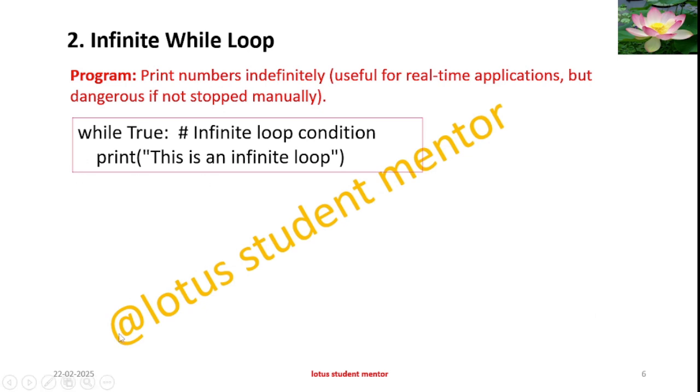Here the variety is that in this program, while True, then print. This is an infinite loop. Here we did not give any condition for iteration. While True means what is that? There is no increment here. That's why what will be printed here, "This is an infinite while loop", will be printed as an output continuously.